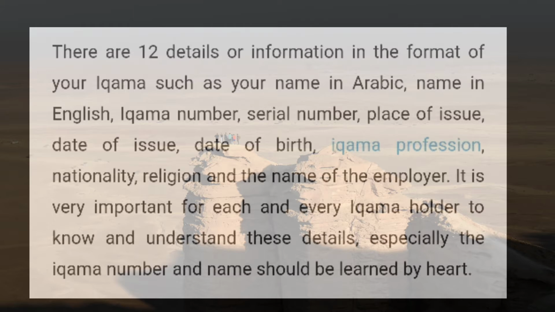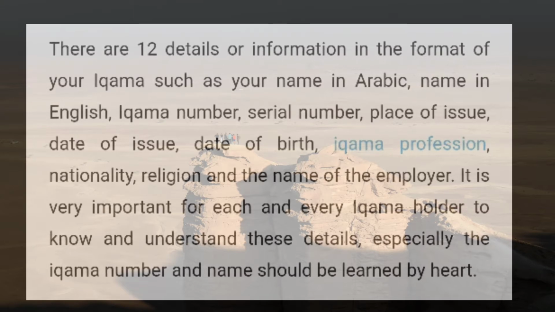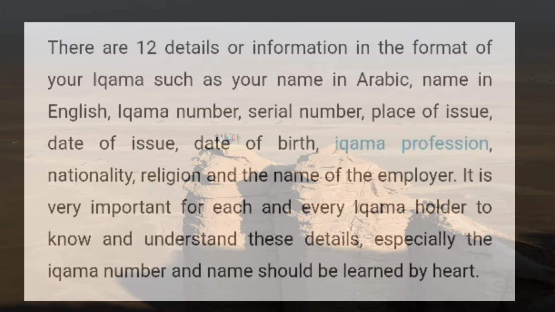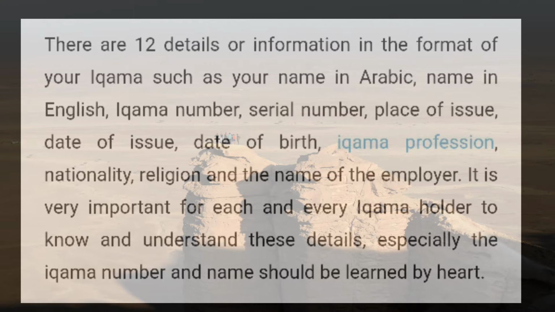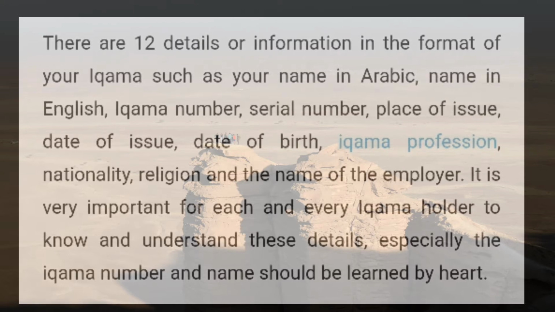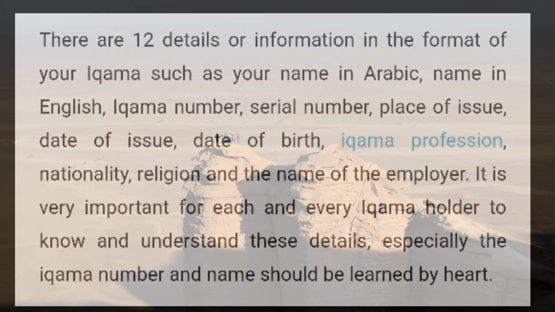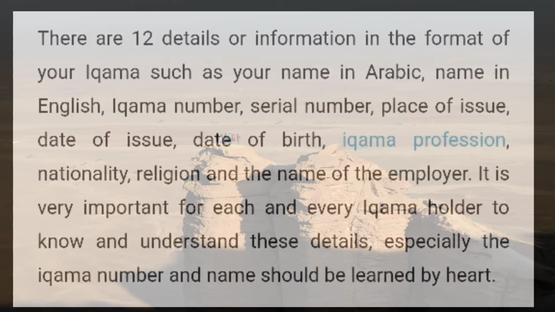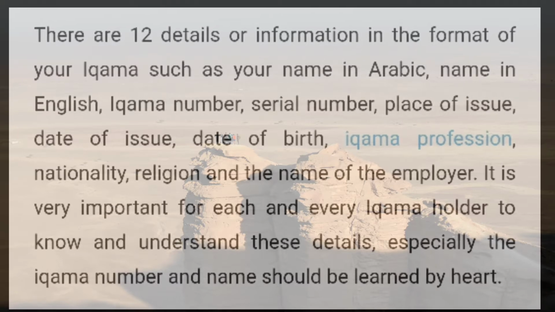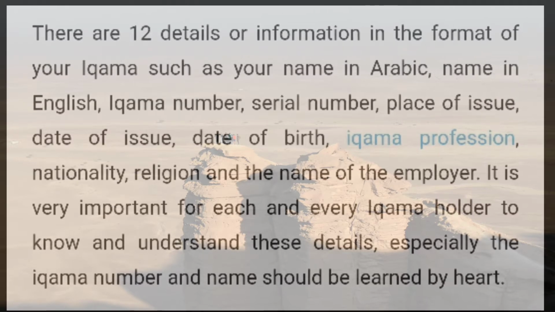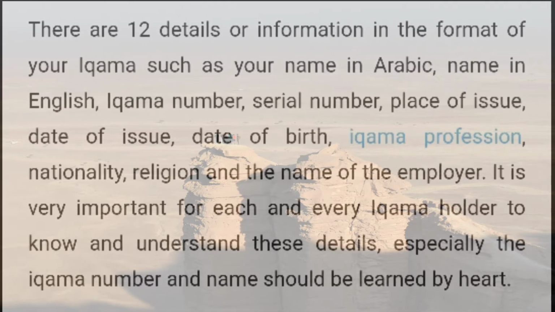There are 12 details or information in the format of your Iqama, such as your name in Arabic, name in English, Iqama number, serial number, place of issue, date of issue, date of birth, Iqama profession, nationality, religion, and the name of the employer. It is very important for each and every Iqama holder to know and understand these details, especially the Iqama number and name, which should be learned by heart.